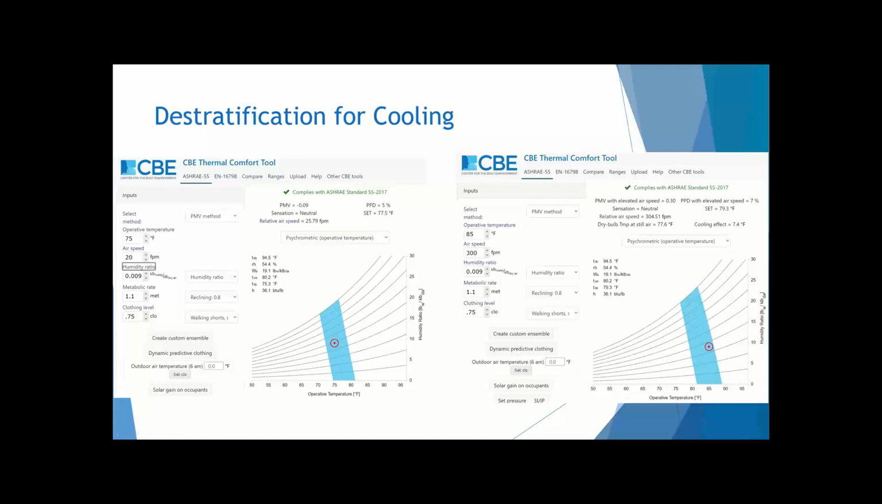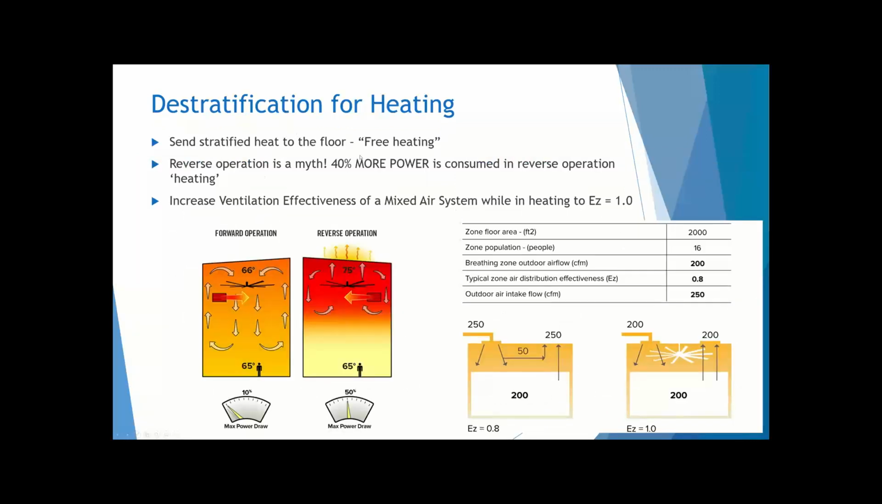Pretty interesting, but how does this affect heating as well? In heating, like I said before, you're sending that heat to the floor. We call it free heating. All that heat gets trapped up above, and you're sending it down to the floor. And no, you're not reverse heating. That's a myth that I grew up thinking as well. My dad always told me to flip the fan in the winter months. But apparently it's better to send that heat to the floor instead. You actually use less power on that fan if you do it that way.